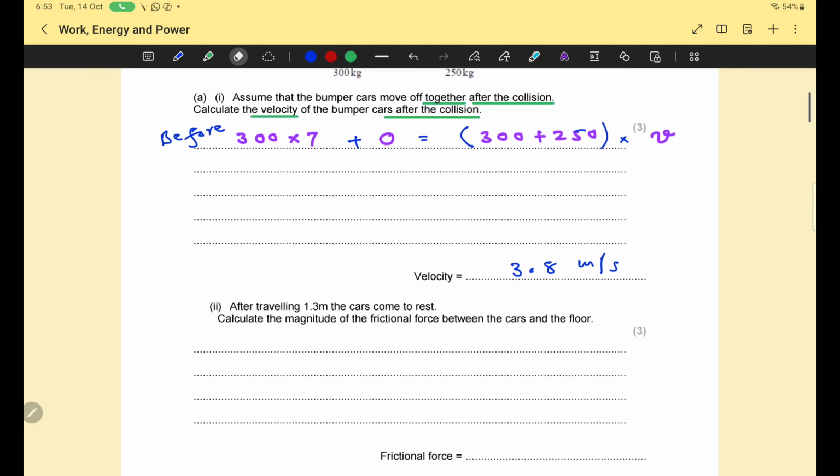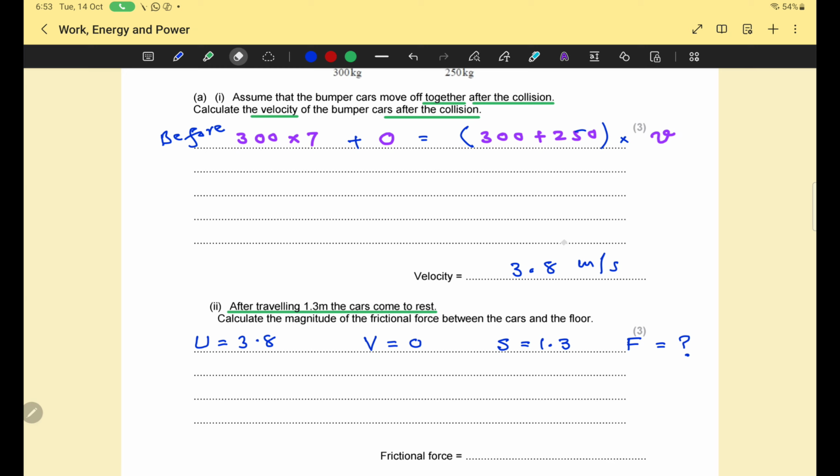सेकंड पार्ट में देखिए, क्या आपको तंग करते हैं? The question is, after traveling 1.3 meters the cars come to rest. It means after collision. This is initial velocity 3.8. Come to rest, final velocity 0. Distance covered 1.3 meter, and you have to calculate force of friction.